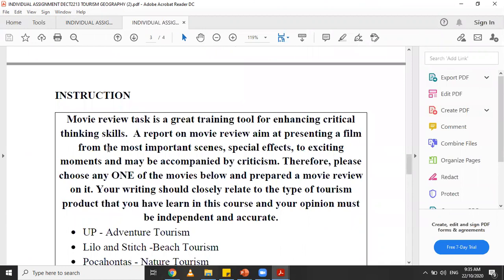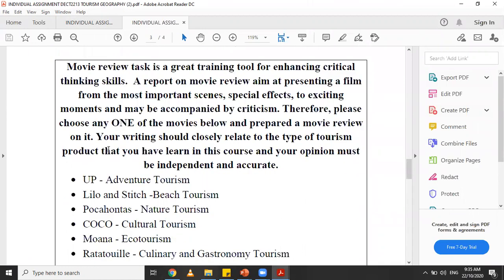The first assignment is a movie review. A movie review is when you have to watch a movie and do a review based on what you have watched. For example, a movie review task is a great training tool for enhancing critical thinking skills. A report on a movie review aims at presenting a film from the most important scene and special effects to exciting moments, and maybe accompanied by criticism. Therefore, please choose any one of the movies below and prepare a movie review on it.